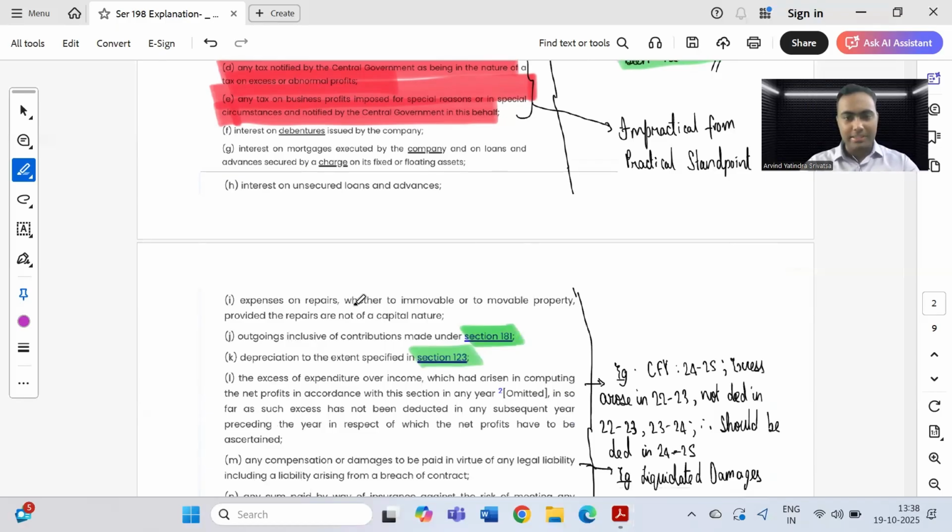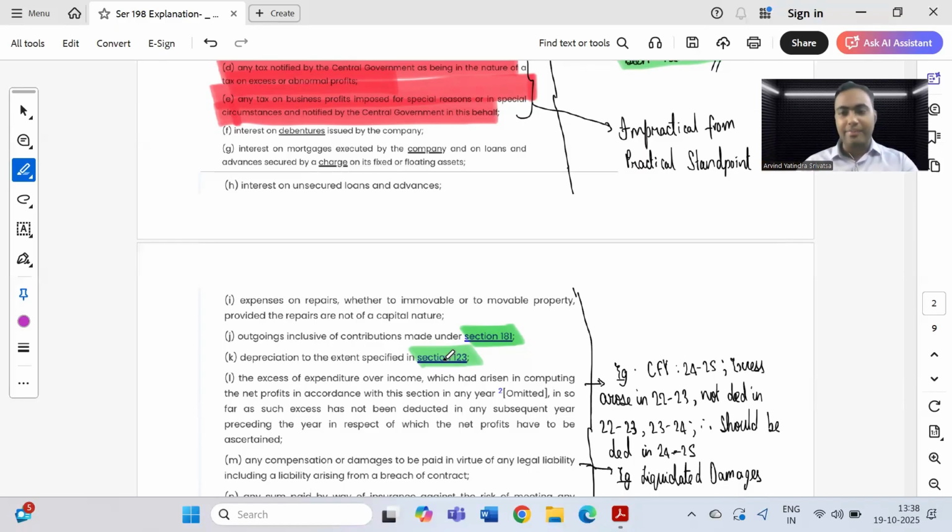Next, expenses on repairs, whether to immovable or movable property, any expense would have been reduced again while arriving at a net profit. Outgoings inclusive of contributions. Again, your contributions you make under section 181 would have already been reduced as an expense. Depreciation to the extent specified in section 123. Obviously, your depreciation would have been reduced in arriving at a net profit specified in section 123 because section 123 gives you the reference to a schedule in Companies Act where you have the useful lives of the assets. So you can either follow the useful lives of the assets set out in Companies Act, or you can follow a useful life that is different from that set out in Companies Act, provided you do a technical evaluation and you're able to justify that the useful life you have taken is actually reflective of the useful life of that asset.